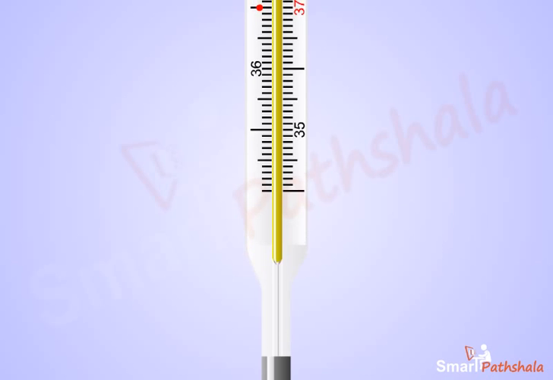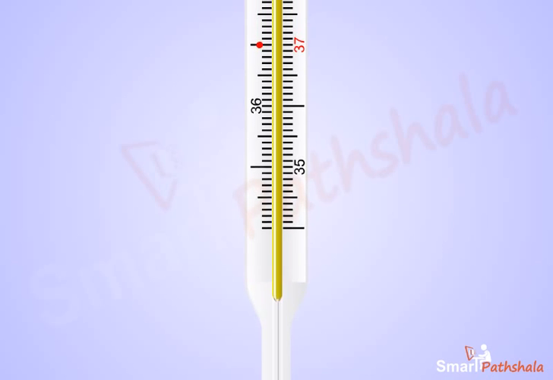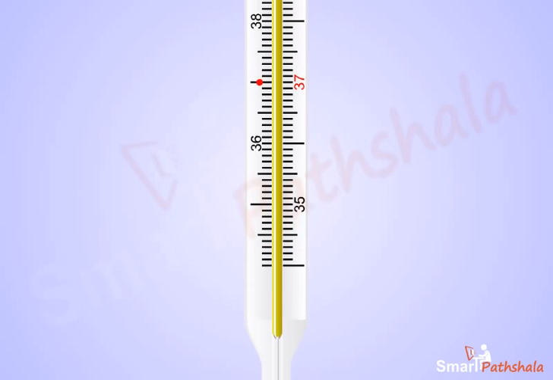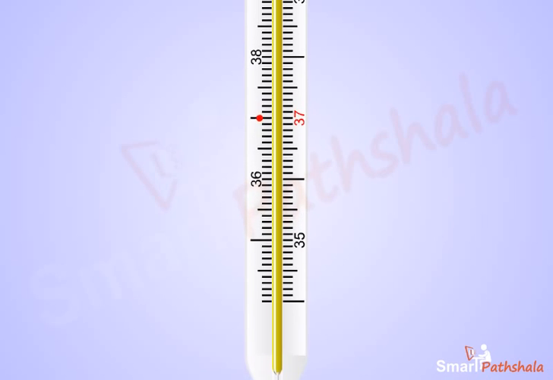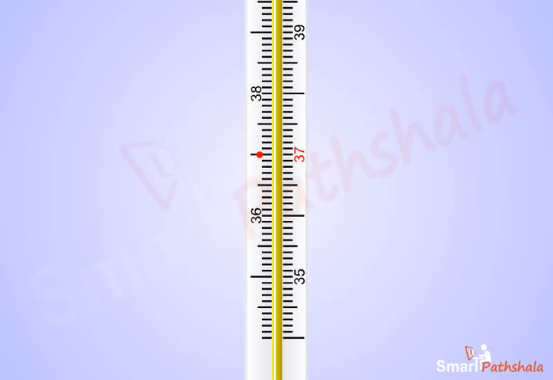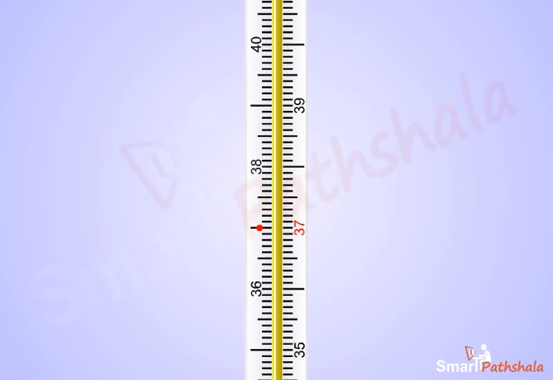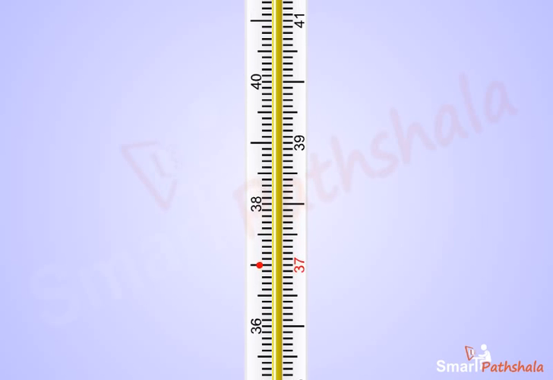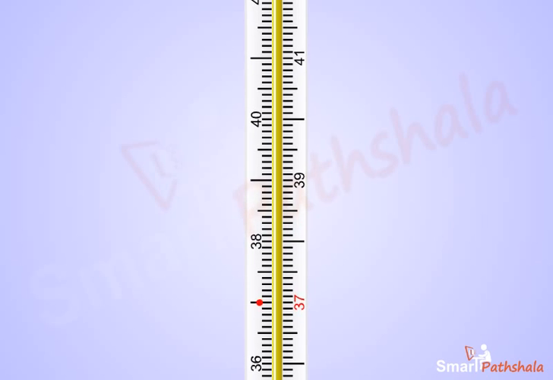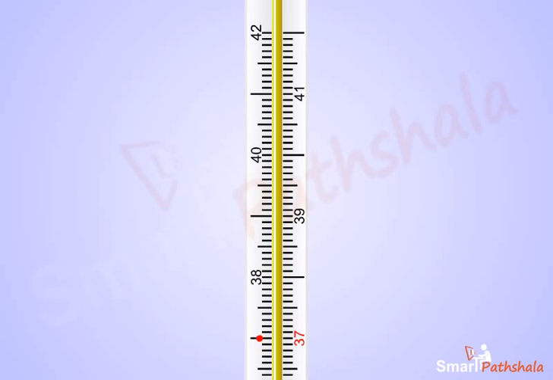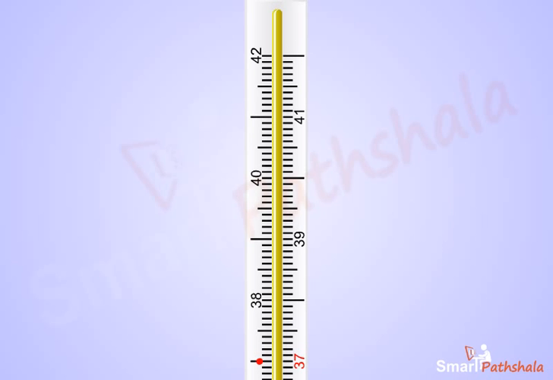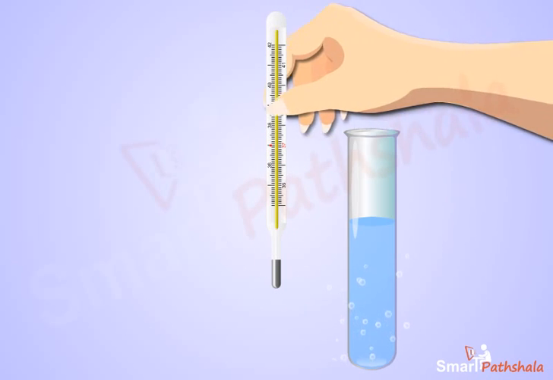First, note the temperature difference indicated between the 2 bigger marks, and also note down the number of smaller divisions present between these bigger marks. Suppose the bigger marks read 1 degree and there are 5 smaller divisions between the bigger marks, then one smaller division can be read as 0.2 degrees Celsius.